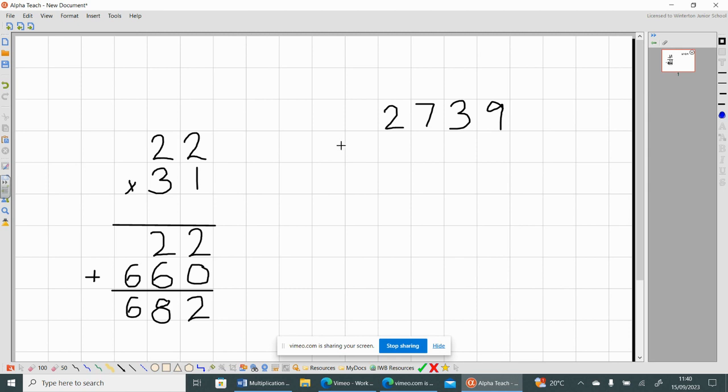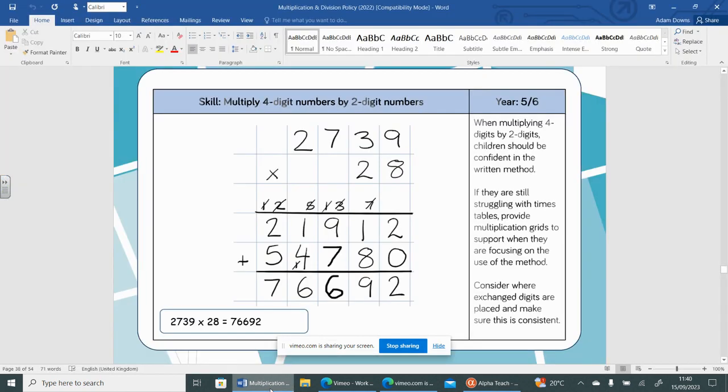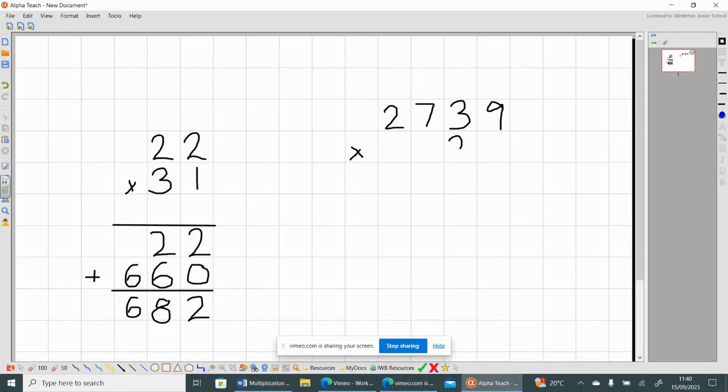It's 2,739. I'm going to be multiplying that, and I'll just check what I'm multiplying it by. I'm multiplying it by 28. So I'd line that up underneath just like that. After that, I'd leave a gap, and I would put in a straight line, just like that, just the 1 at the minute, and then I would start the calculation.